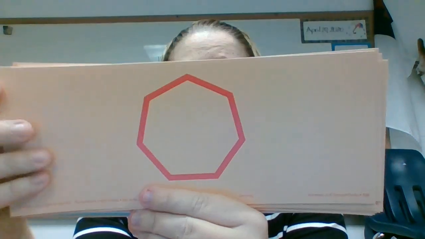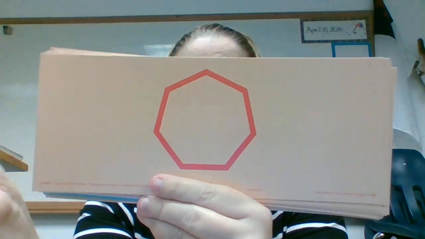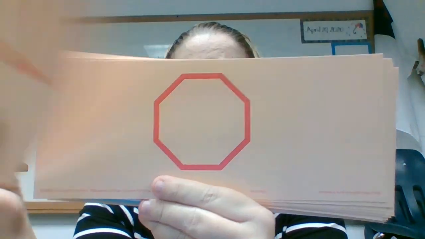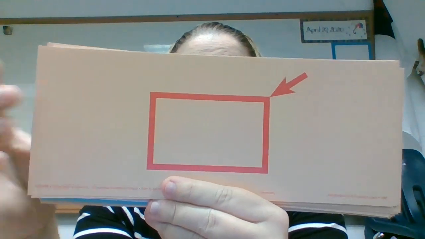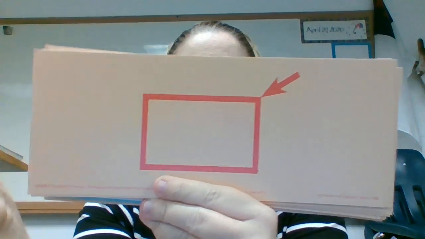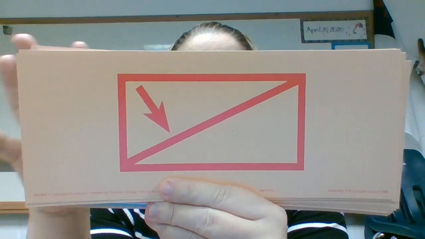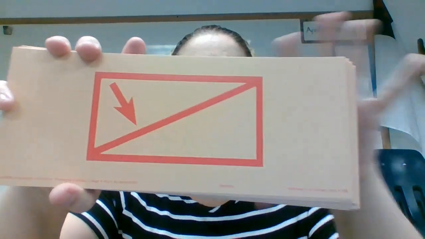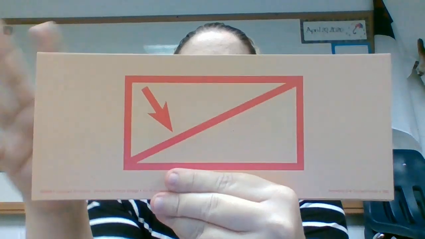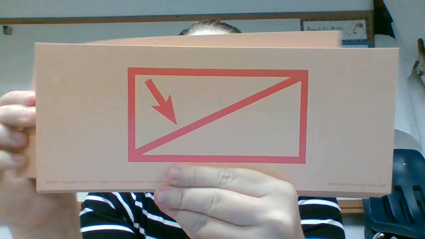Hexagon, heptagon, octagon. Remember, that is a vertex where 2 line segments meet. Diagonal. All right, now we're going to go over some formulas. You should be able to remember the formulas for these.